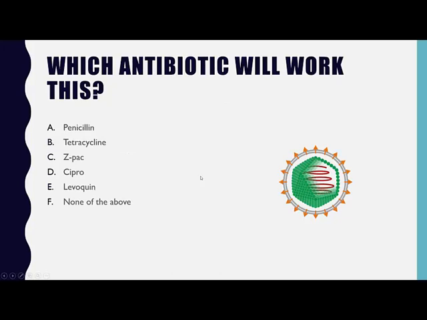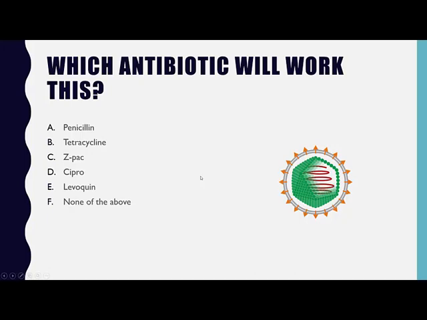Which antibiotic will work on this? This is a virus, Miss Eden. Penicillin, tetracycline, Z-Pak, Cipro, Levaquin? None of the above? Yeah, you said none of the above. But do you know why? Penicillin only attacks enzymes that make bacterial peptidoglycan. This doesn't have a peptidoglycan cell wall.